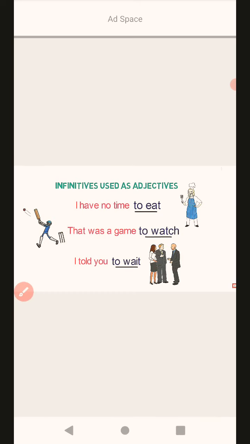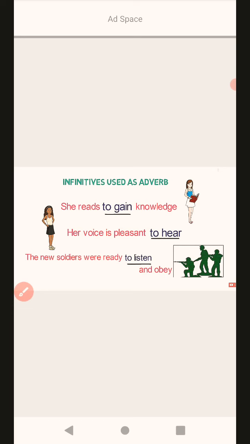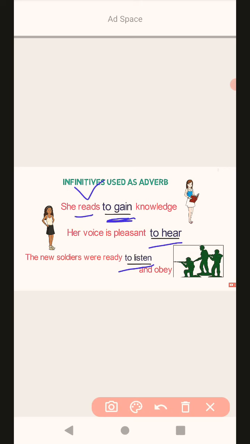Alright children, let's move to our next slide. Here children, you see how infinitives are used as adverbs. In the first sentence, she reads to gain. Her voice is pleasant to hear. The new soldiers were ready to listen. So here to gain is giving some information about the verb read. So it is an adverb. Any word which gives information about the verb is an adverb.